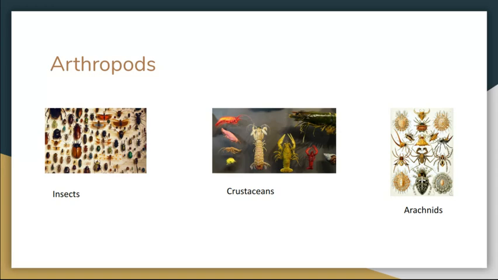Crustaceans are also going to fall under this phylum. We think of those as things like lobster and shrimp, anything with those jointed claws in the front. And then arachnids are also part of this phylum. Even though they have 8 legs instead of 6, their appendages are still jointed. They have exoskeletons and those well-developed nervous systems. Interestingly enough, ticks are an arachnid.